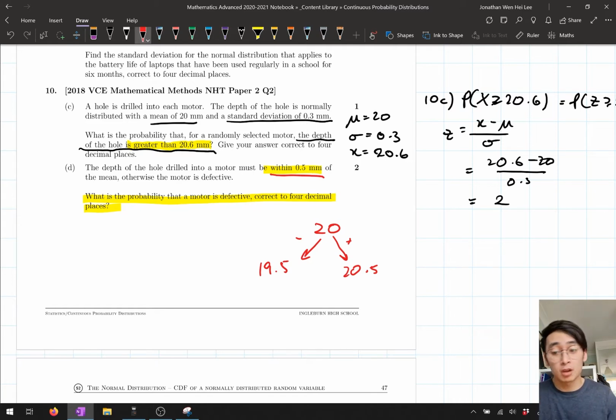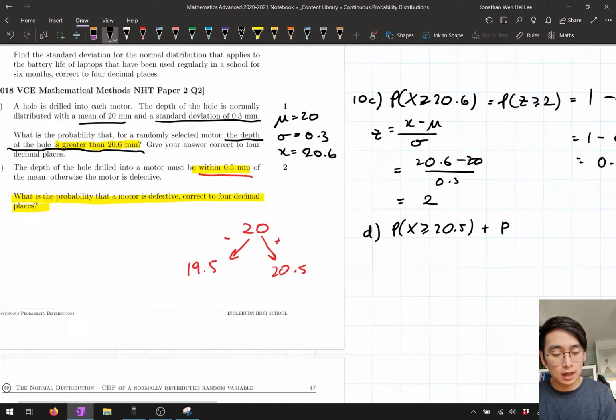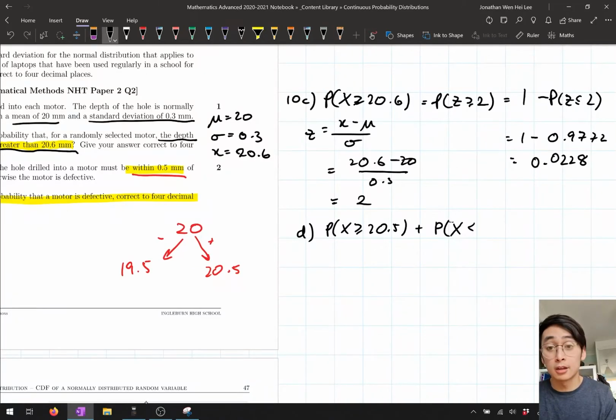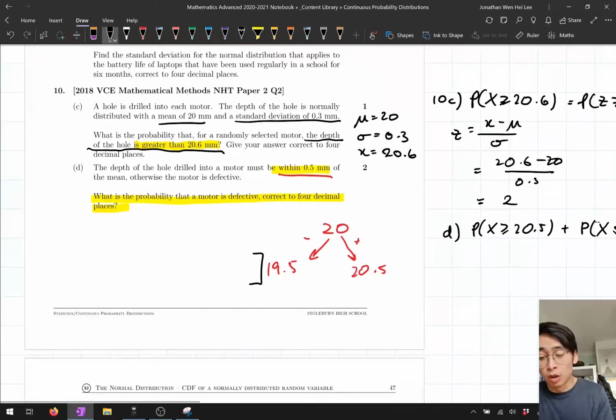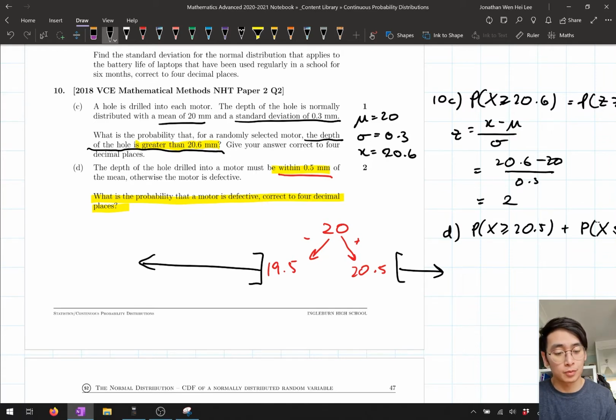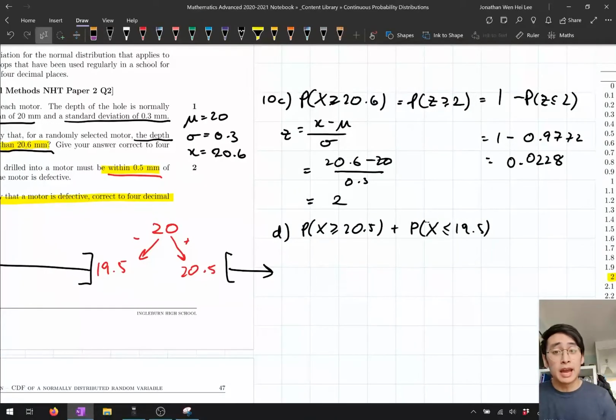Because on either end, you can be within this range and you'll be fine. So for this one, what we want to do is find the probability that x is greater than 20.5, and the probability that x is less than 19.5. So those are the cases here. We want to find all of the probabilities where it's smaller than this value, but also all the values where it's greater than 20.5. Now, once again, we need to firstly convert these into z-scores.